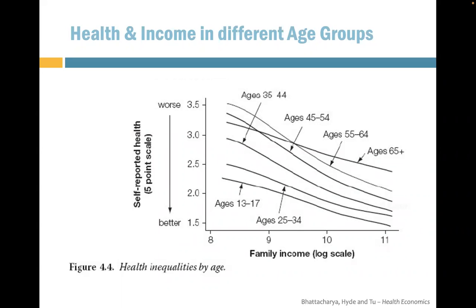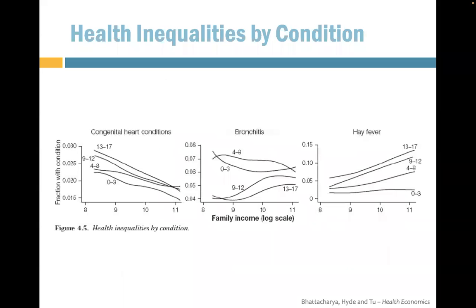All right, so this graph is the same with most conditions, but for bronchitis in the middle and for hay fever it's a little bit different. We think of that as a lot of different issues playing here, but for most conditions it's consistent with the previous graph.